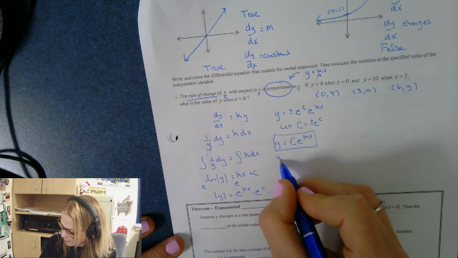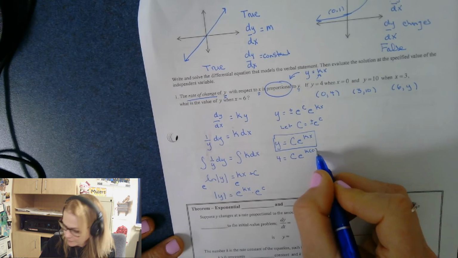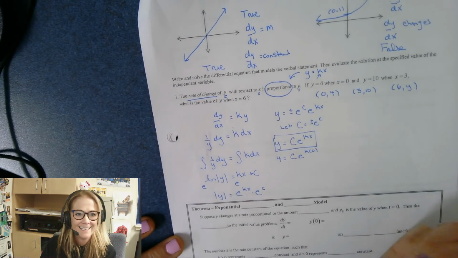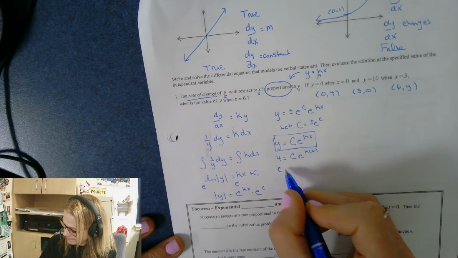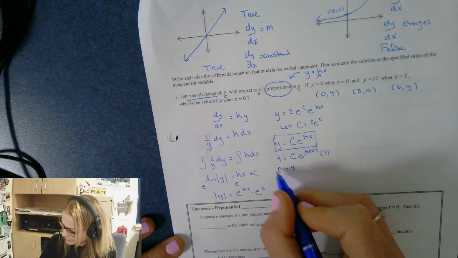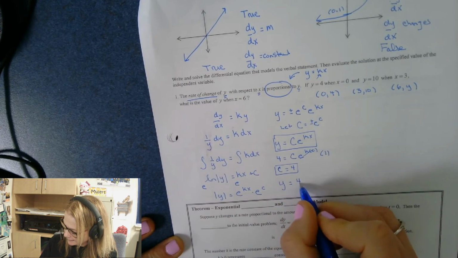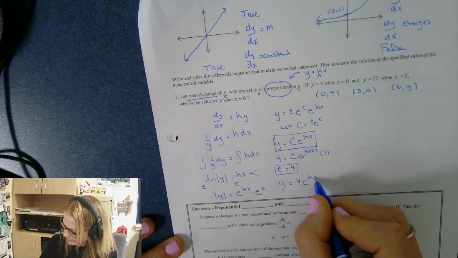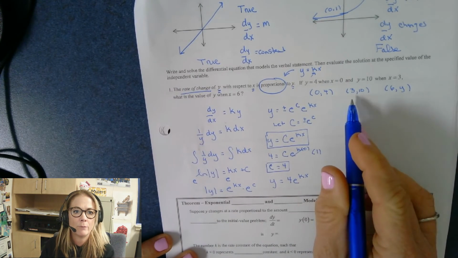And so 4 equals C e to the k times 0. Anything to the 0 power is 1. So we get that our C value is 4. All right, so our equation is progressing nicely. Okay, so now we've got to find this k value, and so we'll use our other data point to do that.